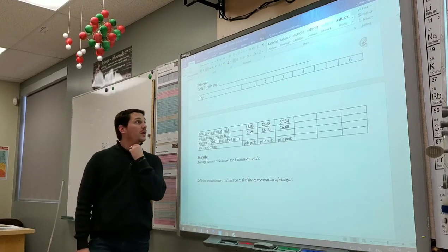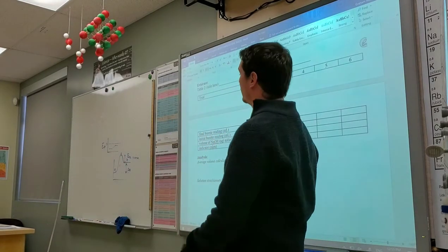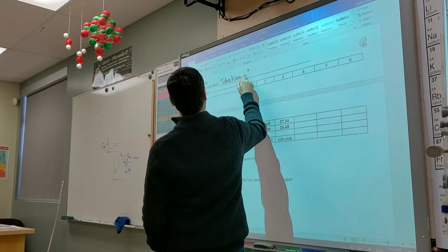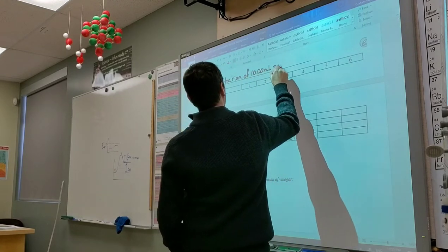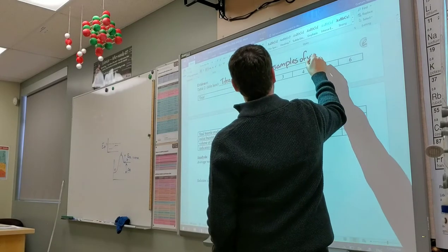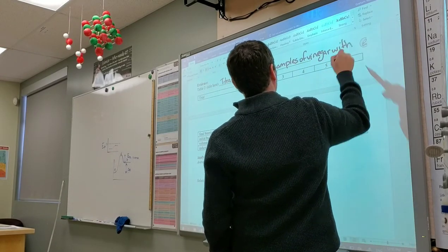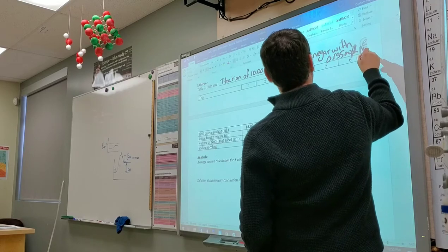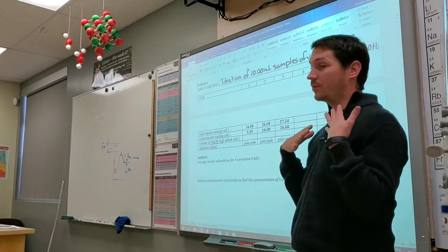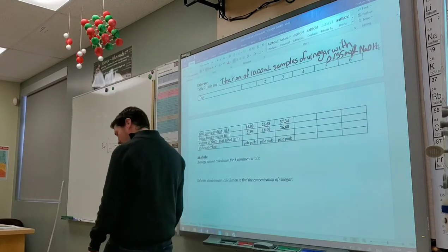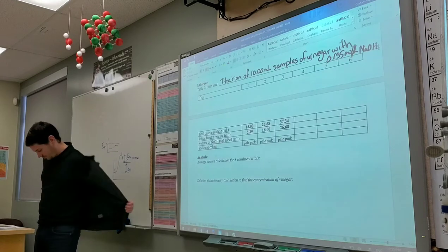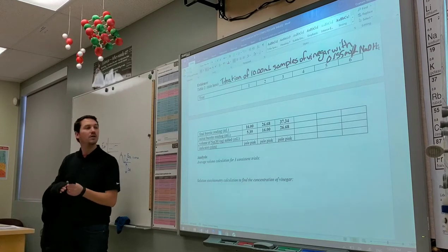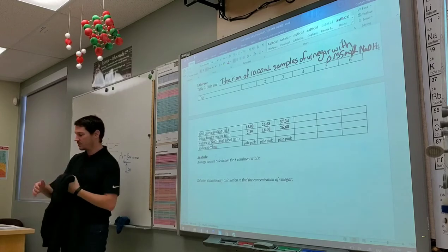So in the title of the evidence table, we should have done this for the last table too, but this was the titration of 10 milliliter samples of vinegar with 0.155 mole per liter sodium hydroxide. That's the title I would use. You don't have to write that down, but you can if you want to. Titration of 10 milliliter samples of diluted vinegar with 0.155 mole per liter sodium hydroxide.